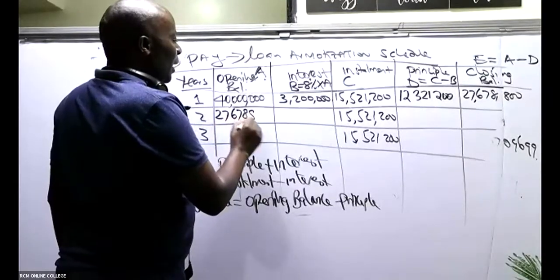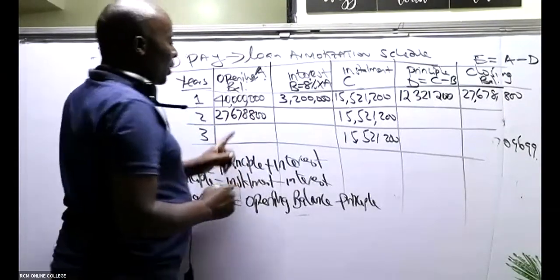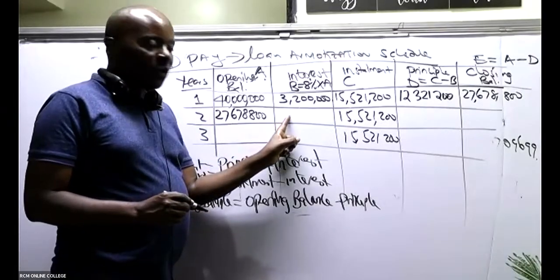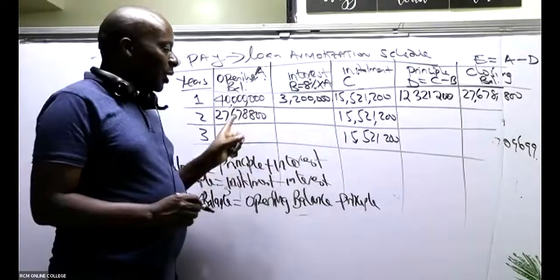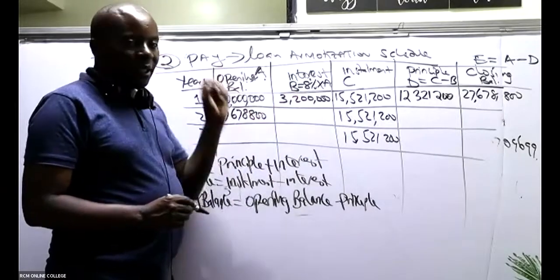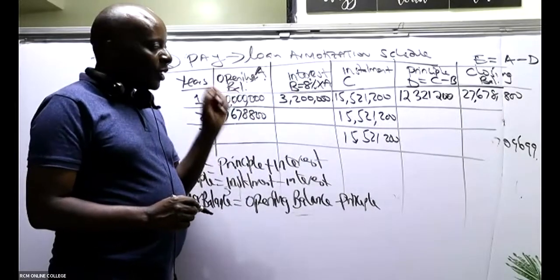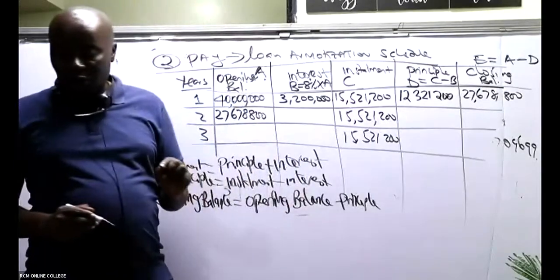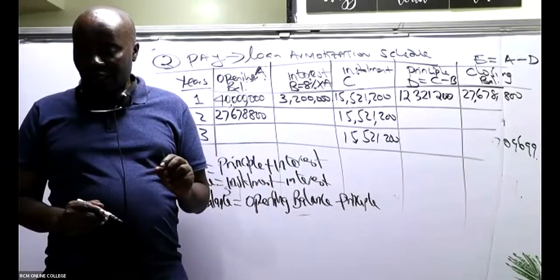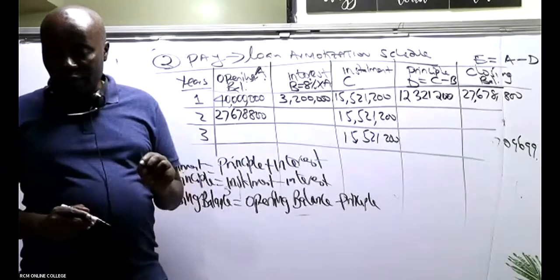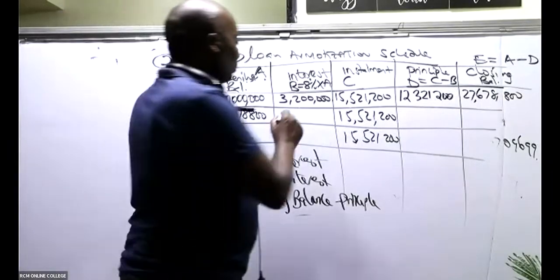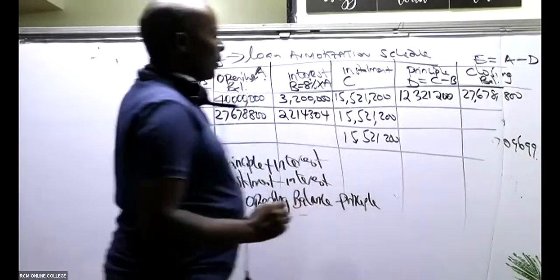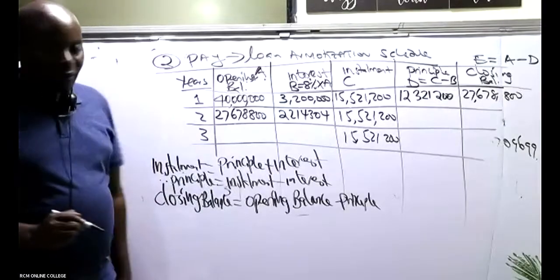27,678,800. All right. Now this is the amount that we shall use to charge you year 2's interest. So you take this one times 8%, because interest will always be levied on the opening balance. Thank you very much, Bibelin. So we have 221,4304. All right.